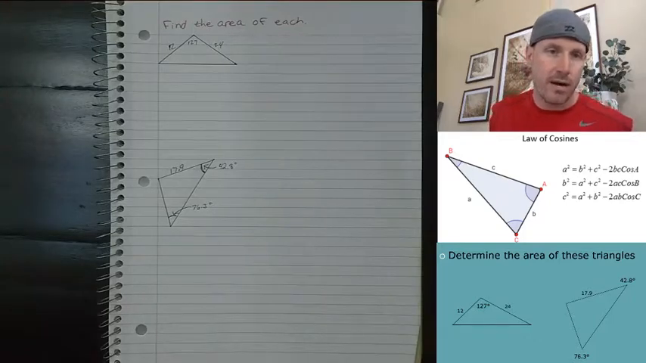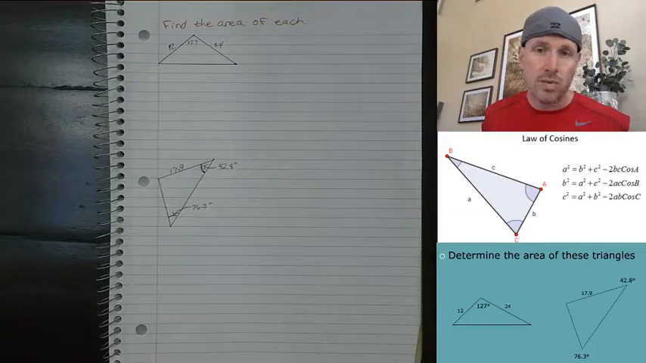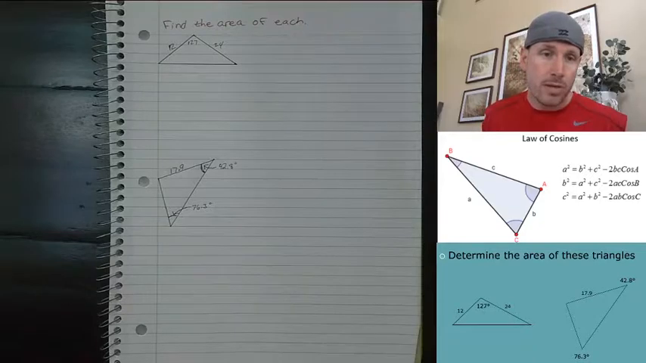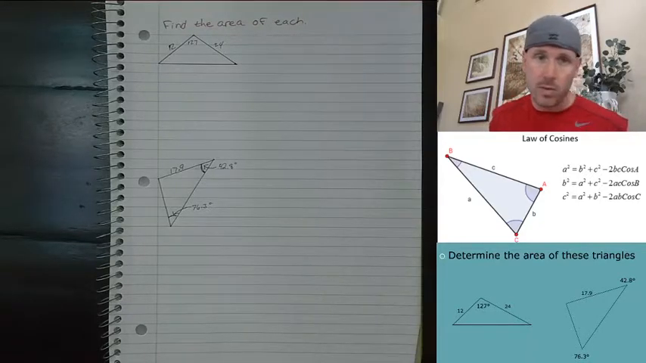Alright, we're going to find the area of each of these triangles. We're going to use law of cosines, probably going to use law of sines, and of course the area equations from both sets of notes. So those equations are all the same. So let's take a look at this first one and see what we've got.